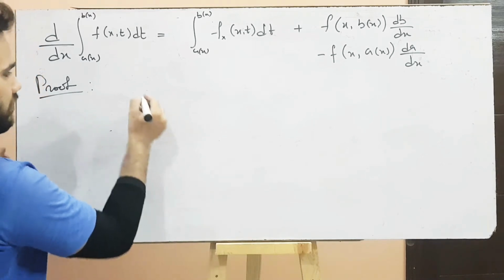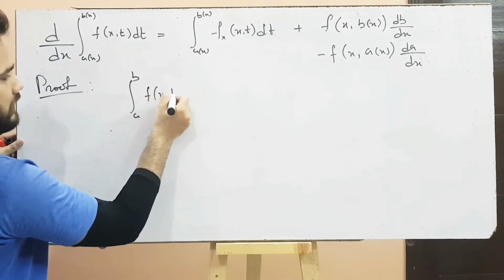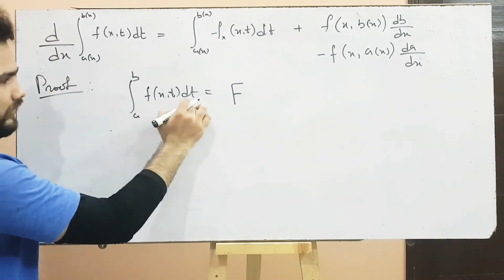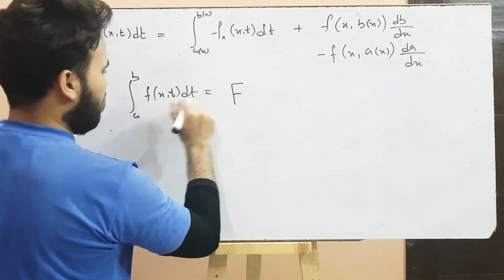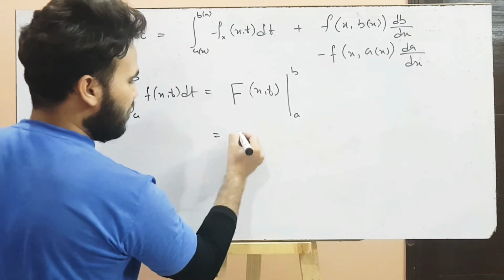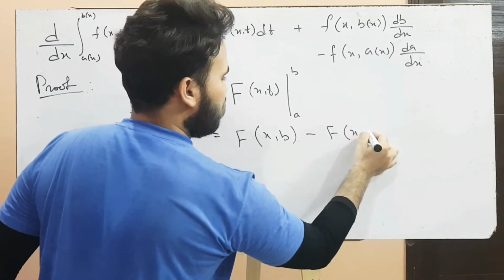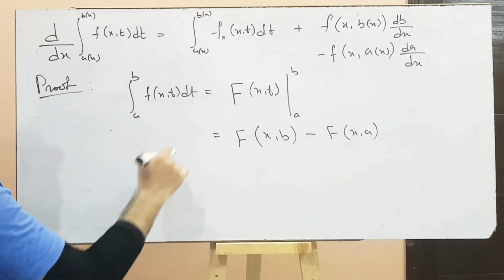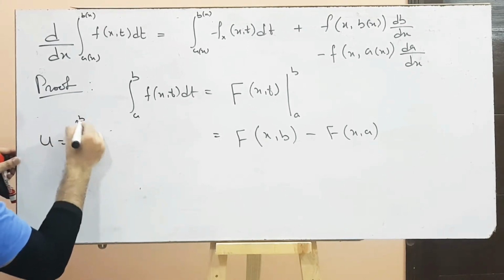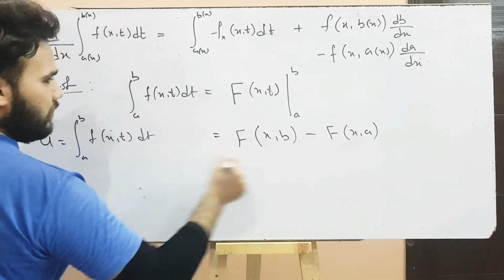like the fundamental theorem of calculus. We know that the integral from a to b of f(x, t) dt is equal to capital F, the function obtained after integration, F(x, t) from a to b, which by the fundamental theorem of calculus equals F(x, b) minus F(x, a). So let's say this is our u, equal to the integral from a to b of f(x, t) dt. Let's say this is our equation number 1.